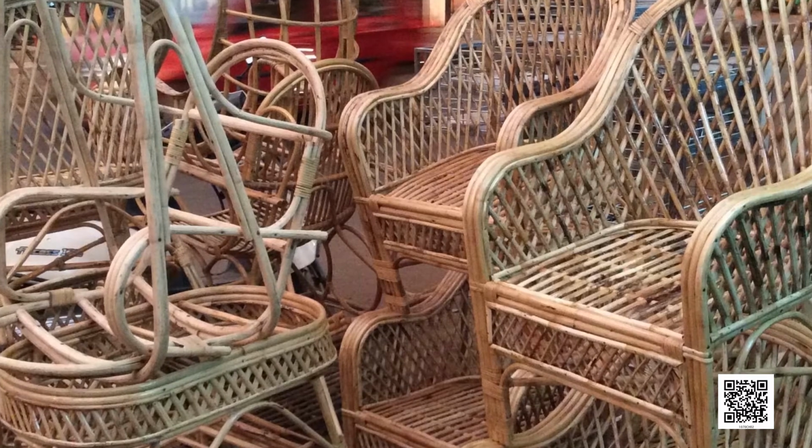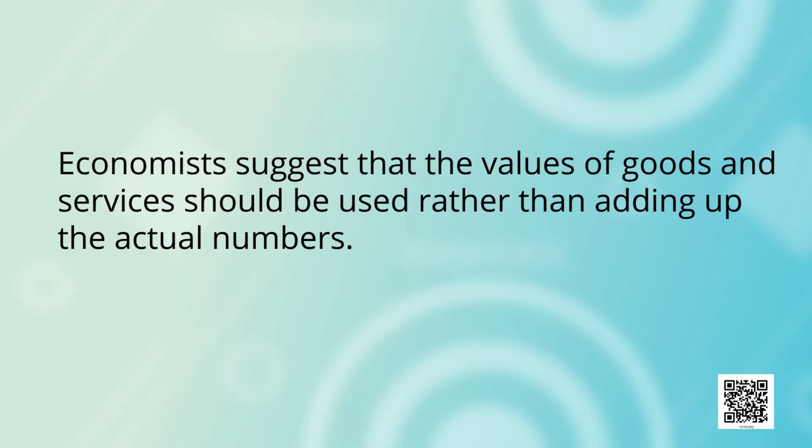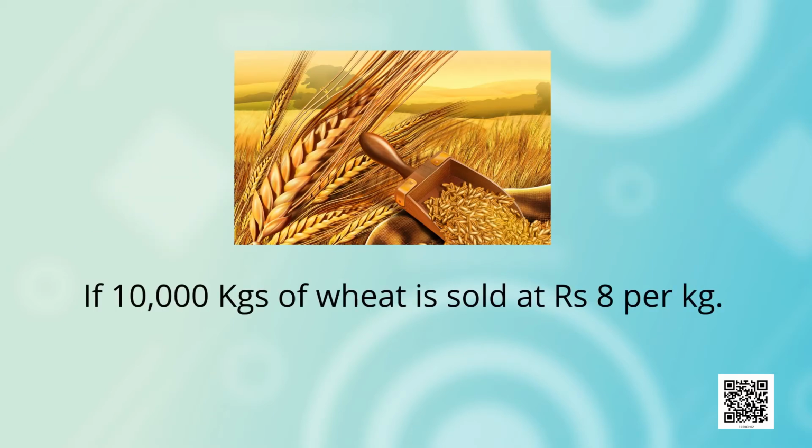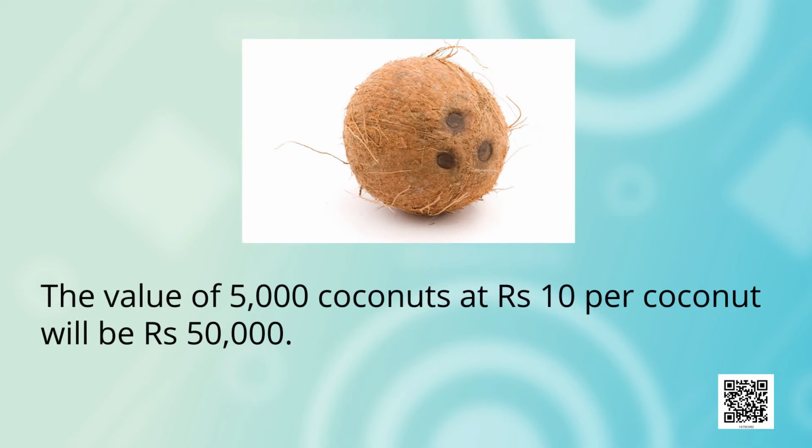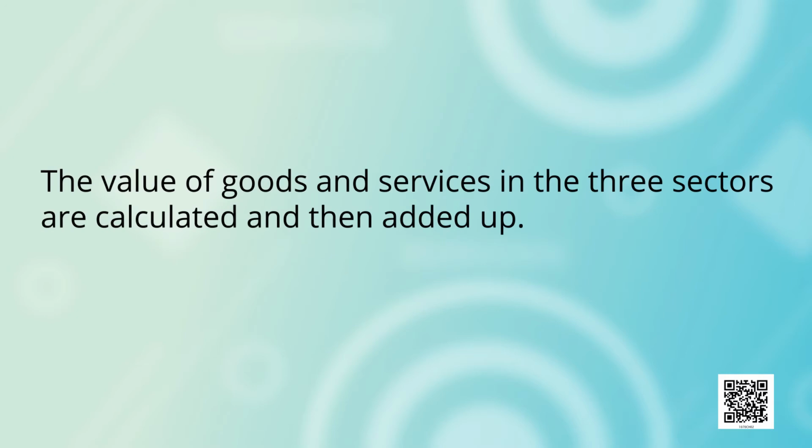To get around this problem, economists suggest that values of the goods and services should be used rather than adding up the actual numbers. For example, if 10,000 kilograms of wheat is sold at rupees 8 per kg, the value of 5,000 coconuts at rupees 10 per coconut will be 50,000. Similarly, the value of goods and services in three sectors are calculated and then added up.